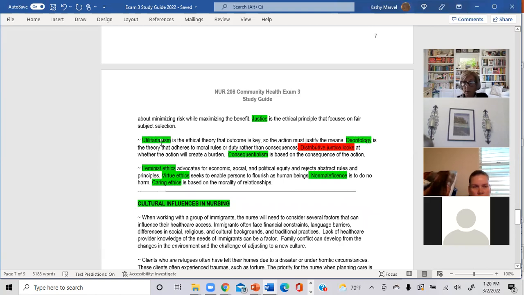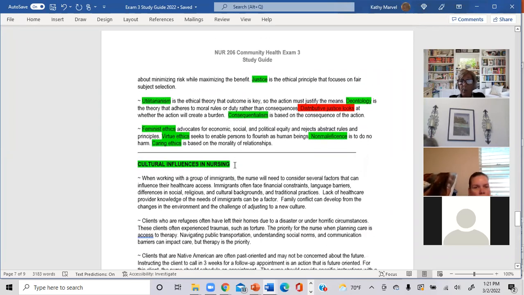So our ethical principles revolve around theories. Utilitarianism, the theory is that it's the outcome. So the actions must justify the means. And I'm only jumping back to the study guide because it's a really nice summary of each of these theories. You may be asked a question, given a scenario, which ethical theory does this fit in with? So there's 4 of them: utilitarianism, deontology, distributive justice, and consequentialism. Okay, so we need to know those 4.